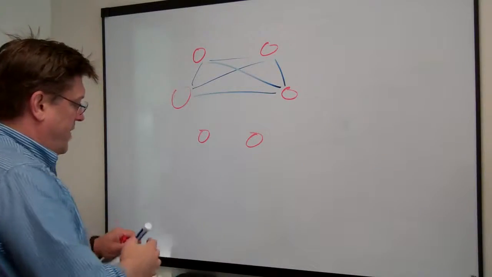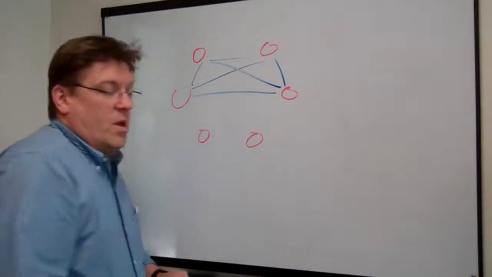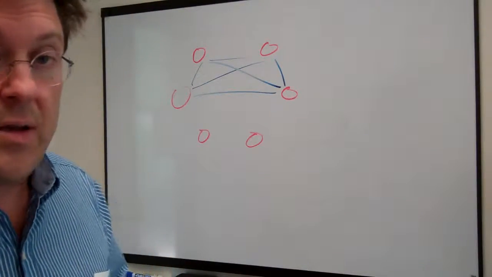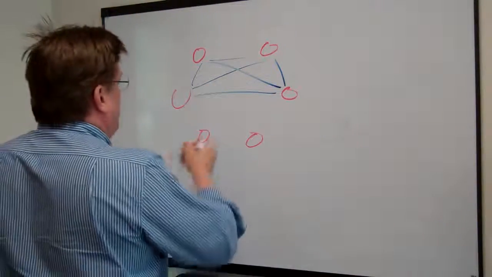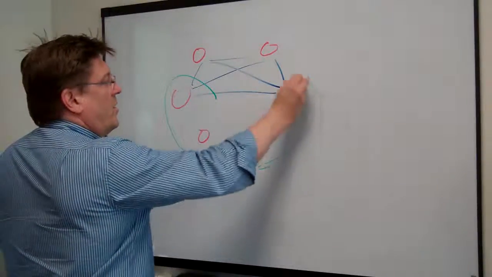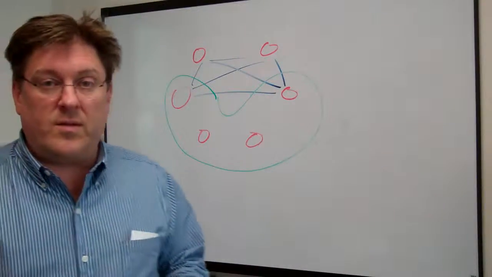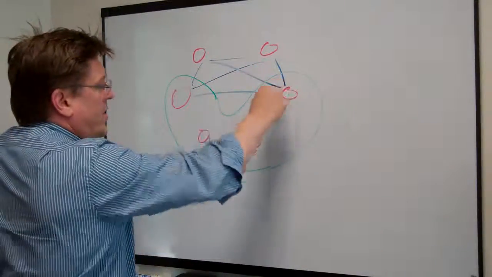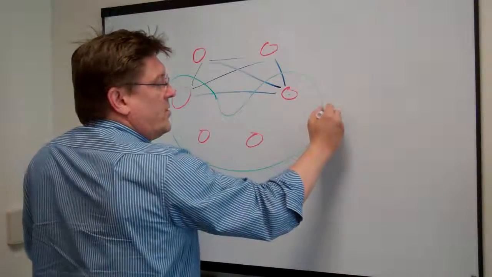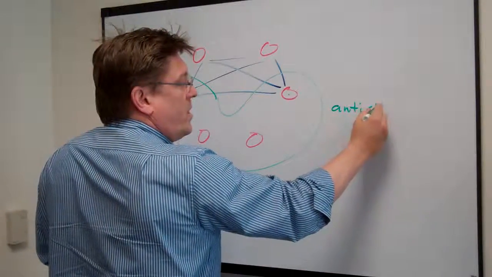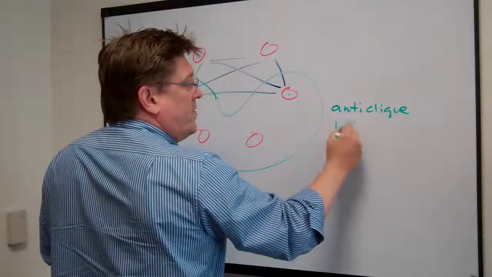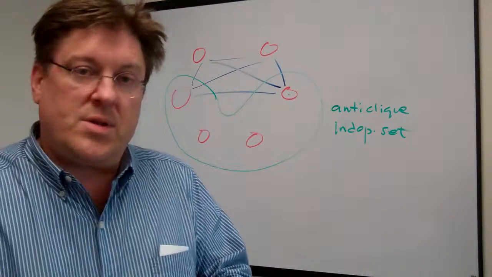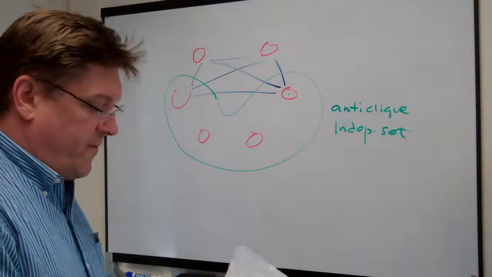If you have a set where none of the nodes are connected, that's called an independent set. So consider this here. That's an independent set. Even though these are connected to other nodes, they're not connected to each other. So this is an anti-clique or an independent set. So once you've got those concepts together, I think we're ready to tackle this proof.